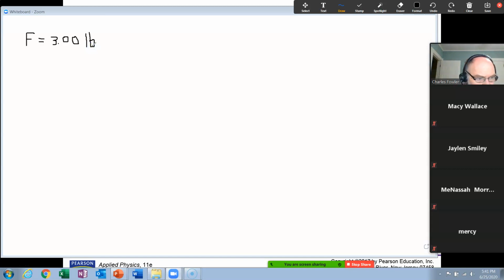Stretches a spring 12 inches. That's going to be your delta L, the amount of stretch. Delta L is 12 inches. Wow, that must be a slinky. Okay, 12.0 inches. That's quite a stretch for just 3 pounds. Maybe it's not too bad, I don't know. Okay, must be a pretty big spring to be able to stretch 12 inches.